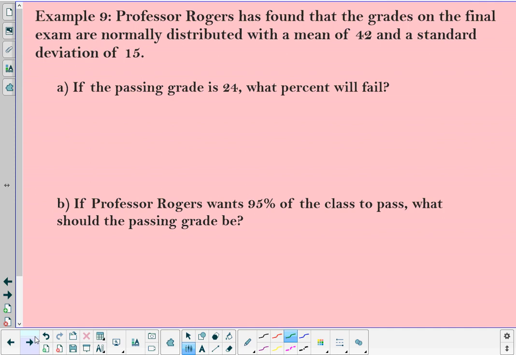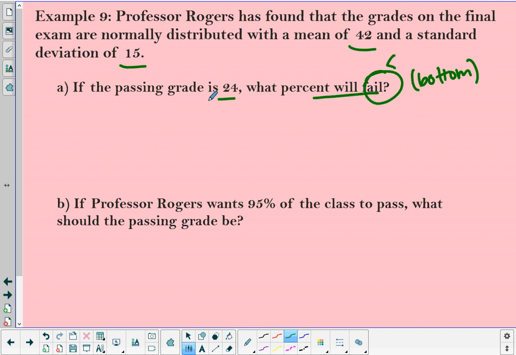Let's take a look at example 9. It says Professor Rogers has found that the grades on the final exam are normally distributed with a mean of 42 and a standard deviation of 15. If a passing grade is 24, what percent will fail? So find the percentage that is fail, should tell you that it's less than, or in other words, at the bottom. Find the percent that's underneath the score of 24.